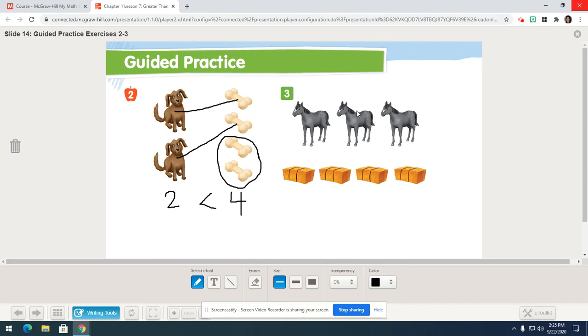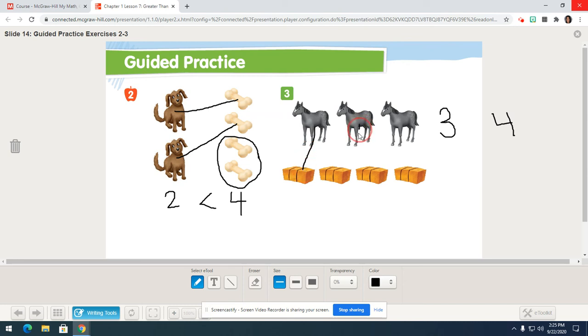1, 2, 3. 1 hump, 2 hump. That's the number 3. Count how many hay barrels we have. 1, 2, 3, 4. Baby L, line down. And if you don't have enough room on your paper, that is a-okay. I'm just trying to show you what the number looks like. Draw a line from the horse to the hay barrel and help me count.